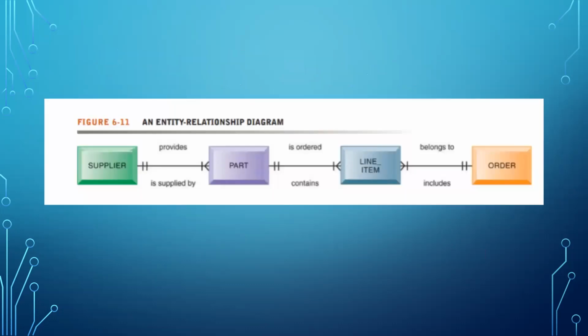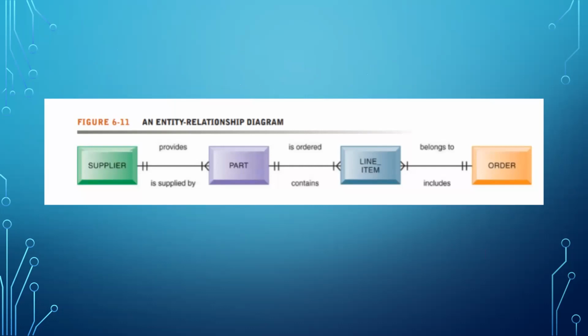So next is the entity relationship diagram. According to the illustration, one order can contain many line items, and a part can be ordered many times and appear many times as a line item in a single order. Each part can have only one supplier, but many parts can be provided by the same supplier.